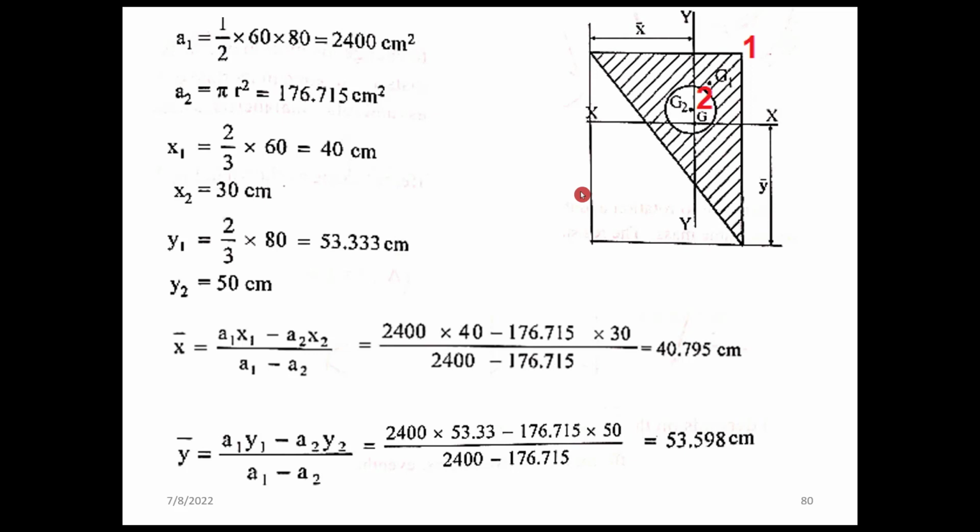And x1, we know that there will be individual centroids for the triangle, G1, and G2, the centroid for the circle, and G will be the final centroid of the entire section. So x1 is for the first triangle area. So it is 2/3 of 60.